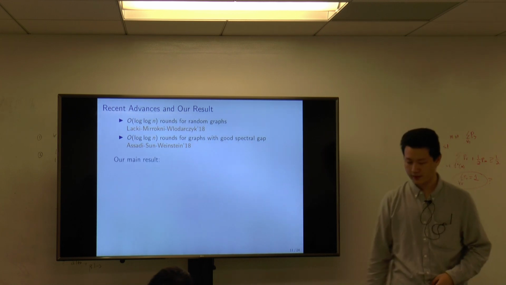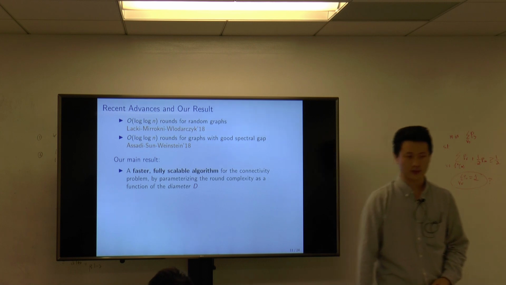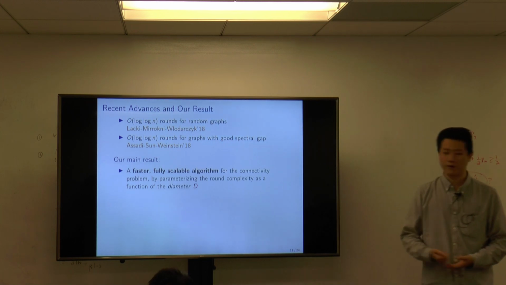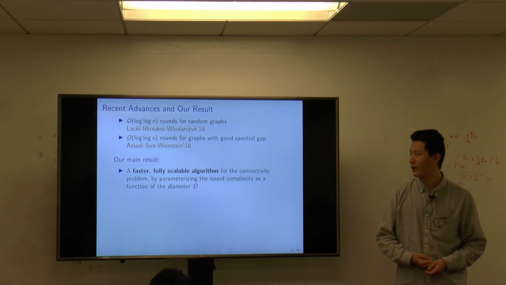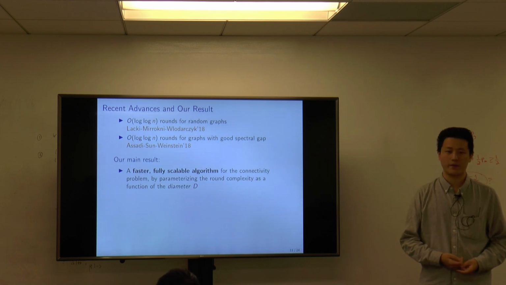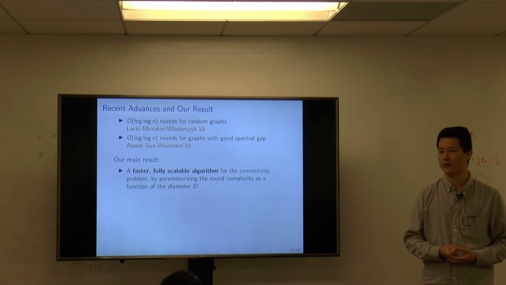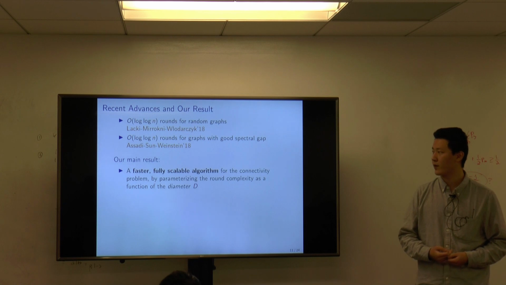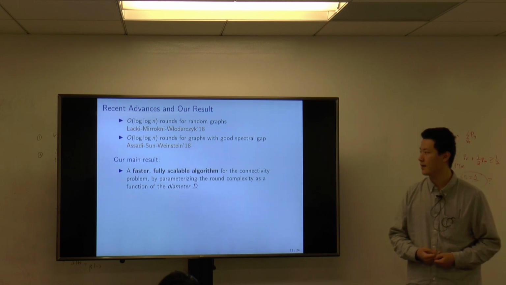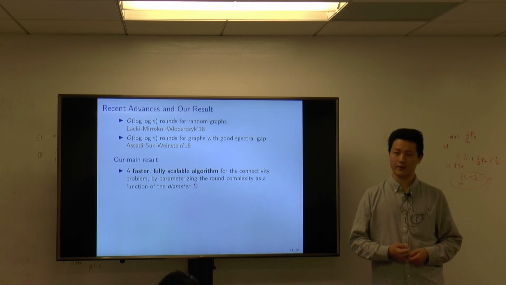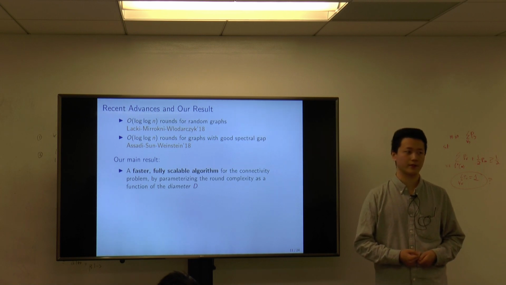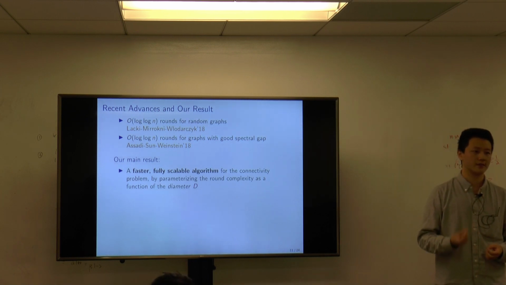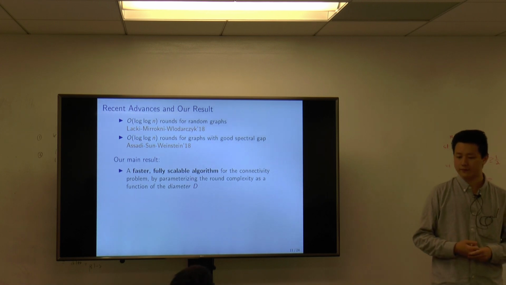Here we state our main result. We give a faster, fully scalable algorithm for the connectivity problem. And we bypass the conjectured log n lower bound by parameterizing the round complexity as a function of the diameter of the graph. The diameter of the graph is just the largest diameter of all of the connected components of this graph.